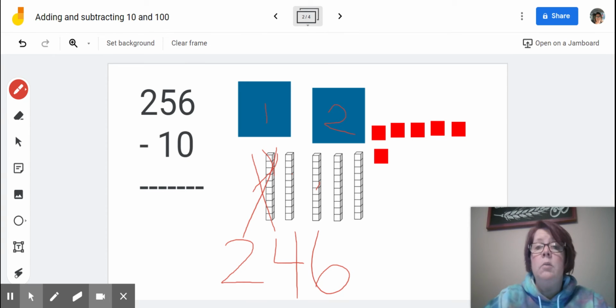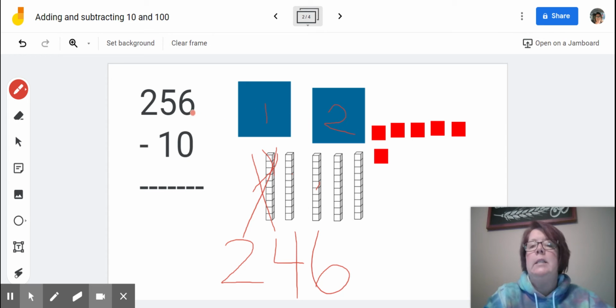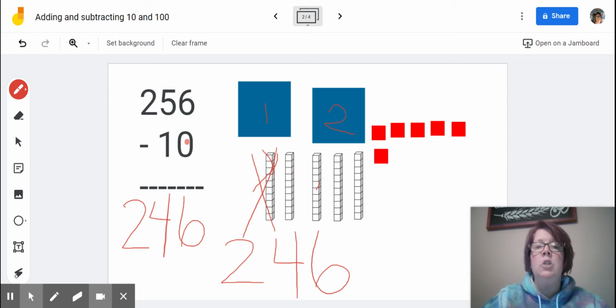The other way to do that is to subtract using the old-fashioned method that your mom and dad learned and that I learned in school. If you take 6 and you take away 0, you still have 6. If you have 5 and you take away 1, you then have 4, and then you just bring down your 2. So again, the only number that changed was the number in the tens place.